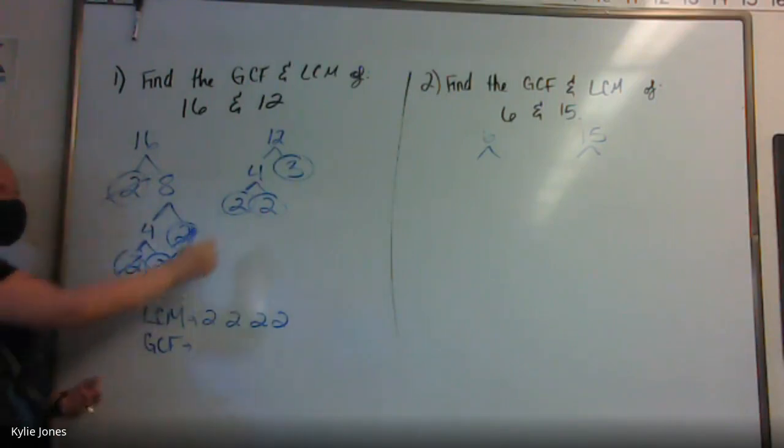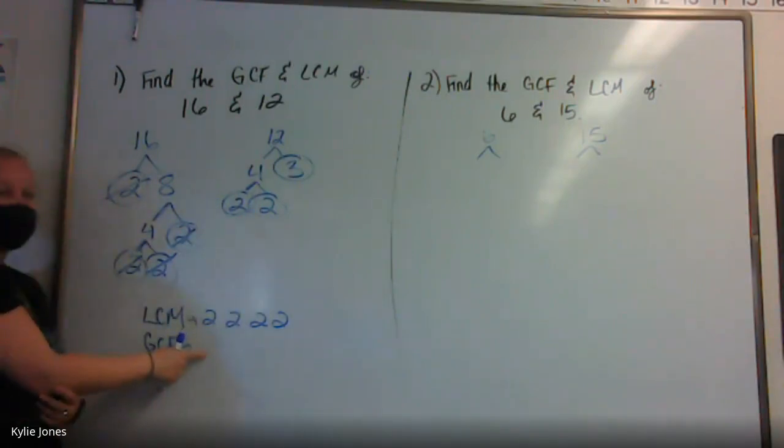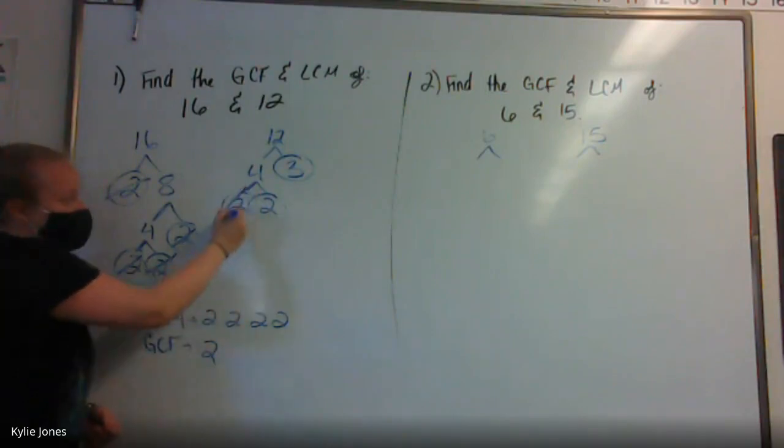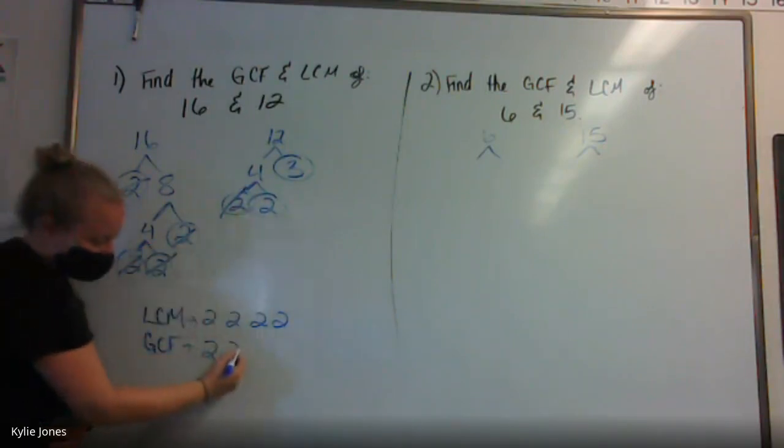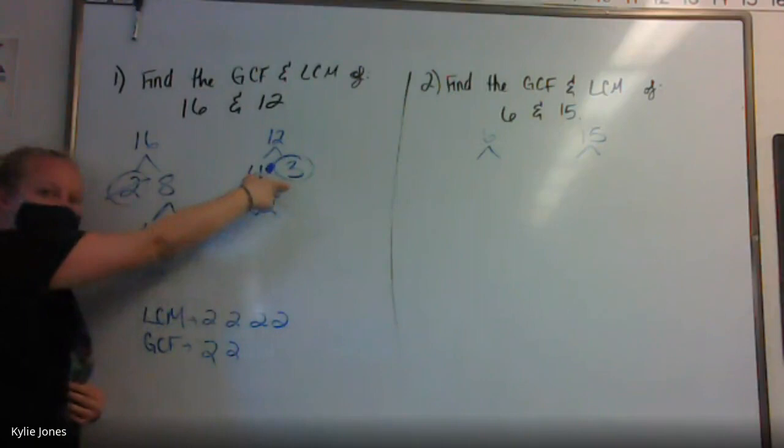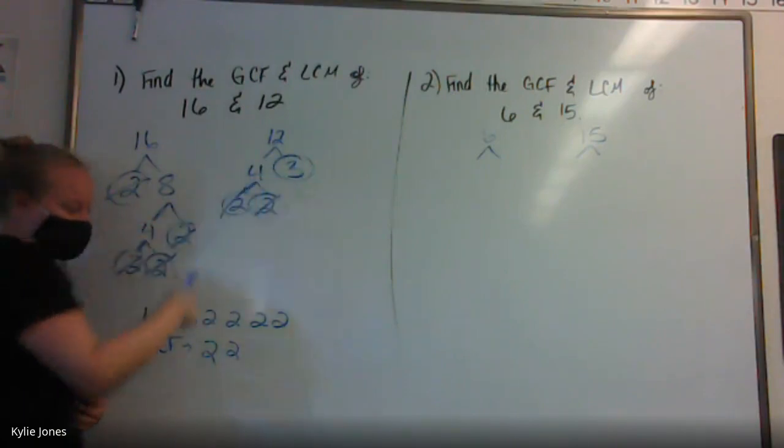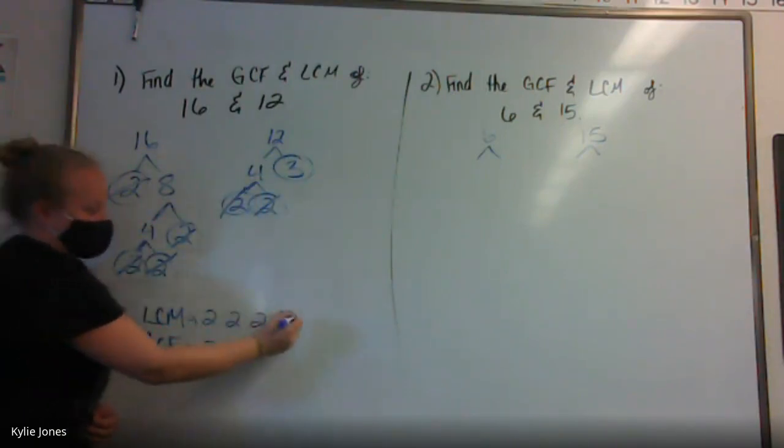Then we have to start matching. Is there a 2 to match on the bottom? Yes, we can match one of those. What about another one? Yeah, we can match another 2. Can I match a 3 anywhere? No. So where do I put it? On top. Good, you put it on the top row.